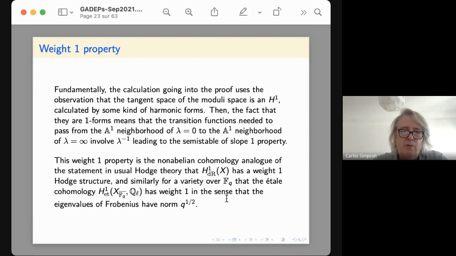What does it mean to have weight 1? It means that the eigenvalues of Frobenius have norm q to the 1/2. Remember, the power of q is 1/2 of the weight, basically, in Deligne's Weil 2 work.